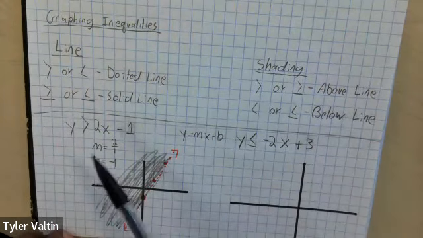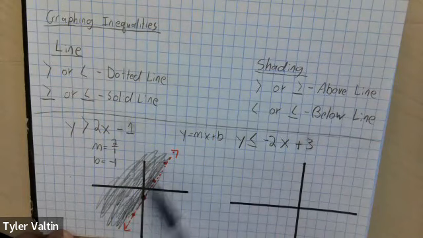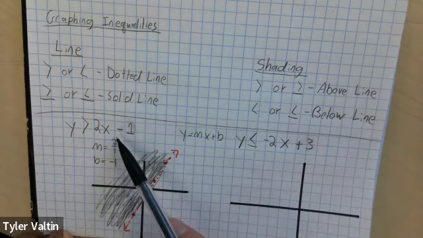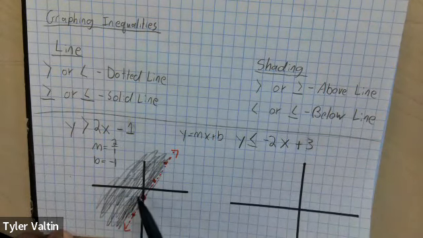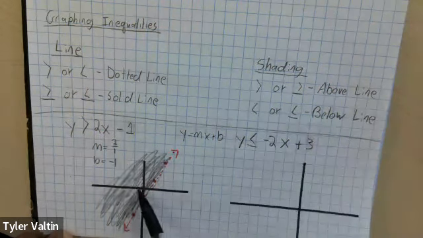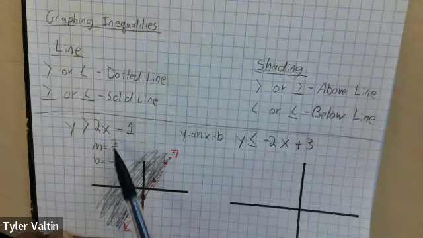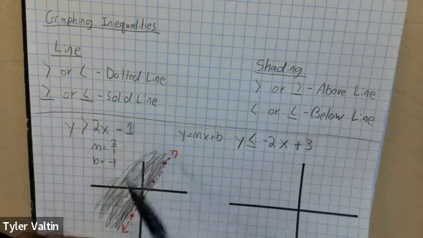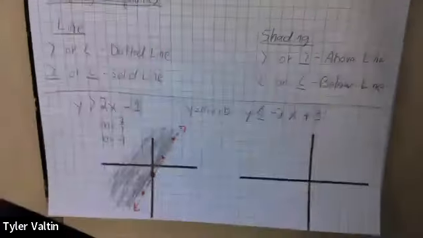So on and on, all of this shading above the line, all of these points are going to be solutions to this inequality. And I could just pick them at random here. That point, that point, that point, the x and y, if I plug that back into the inequality, I will get a true statement. Nothing down here below the line will work for that inequality. Let's move on to the next.